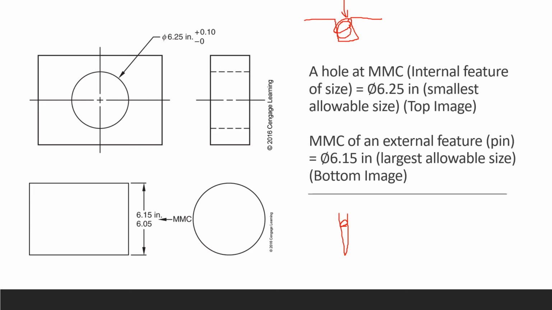So you wouldn't be able to understand right now, and you're like, what is it? I don't understand why I'm getting this internal feature of size, and I make a hole, and why does it have to be the smallest allowable size? Because it is an internal feature. Again, you're drilling, making a hole. It's got to be the smallest. Why? Because your hole can go bigger than that. So therefore, it will go over, in this example, 6.25 inches.